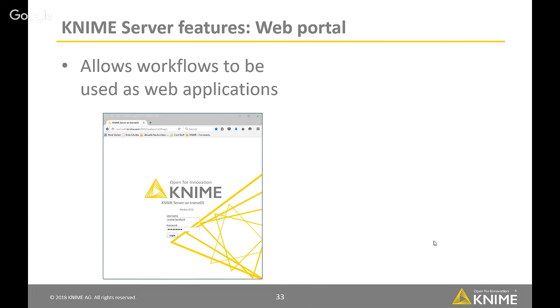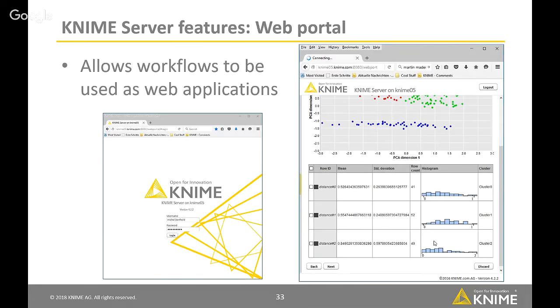Now, for the guided analytics or for other features, you can use the web portal. The web portal allows workflows to be opened as web applications. And again, you can give access to the web portal to your end users, business users. They don't have to have KNIME installed on the laptop. They just use a browser to connect to the server. You just give them the path to that server.